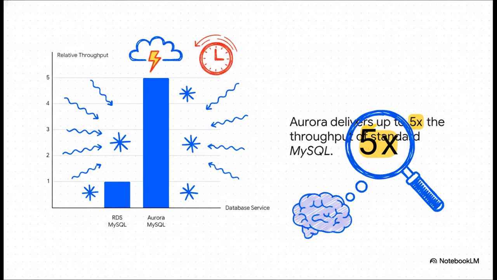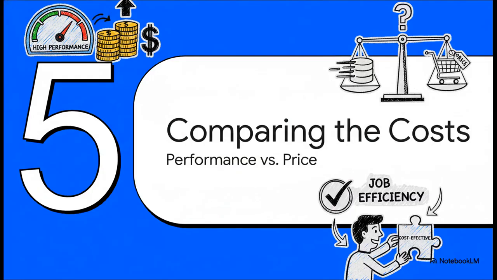And just in case it hasn't sunk in yet, look at this chart. We're not talking about a 10 or 20% bump here. We're talking about a 5-fold increase in performance for MySQL workloads. So when an exam question starts using words like high throughput or low latency, your brain should just immediately scream Aurora.